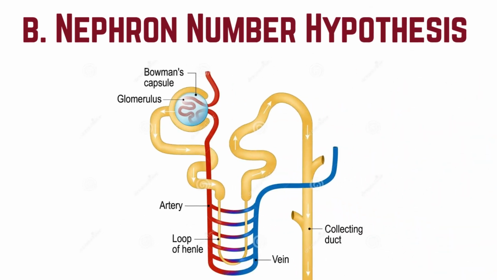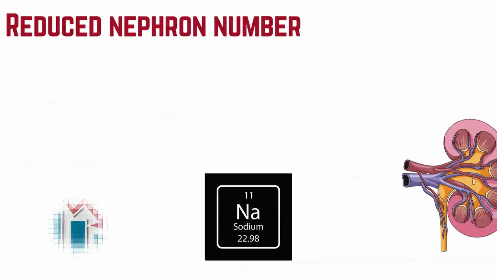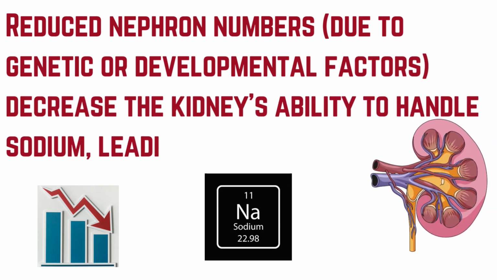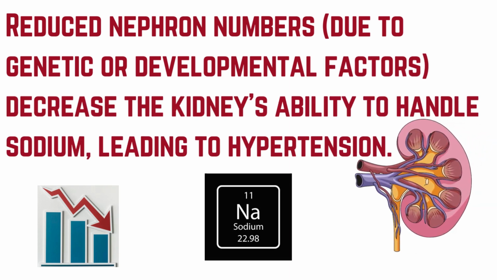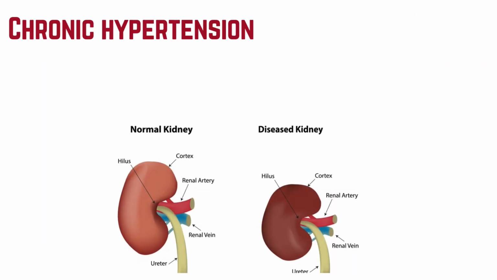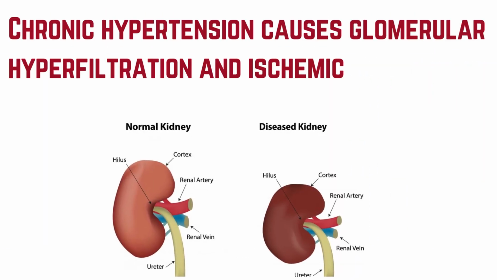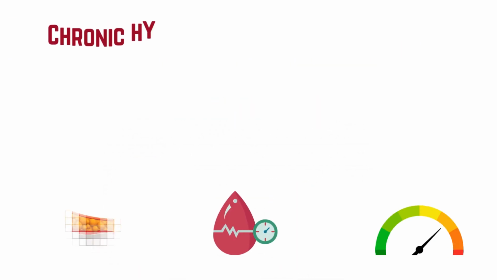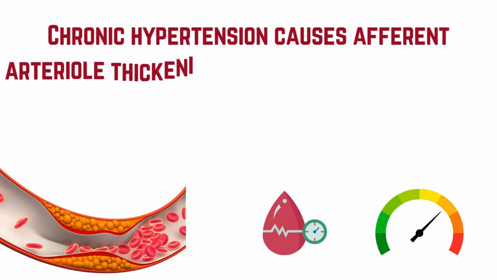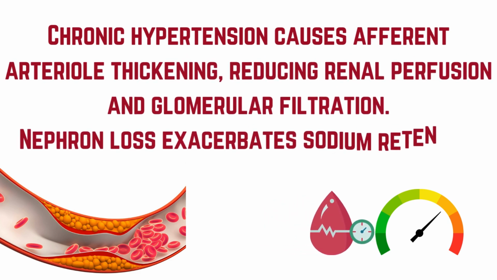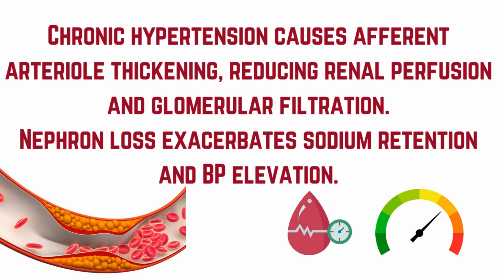B. Nephron number hypothesis. Reduced nephron numbers, due to genetic or developmental factors, decrease the kidney's ability to handle sodium, leading to hypertension. C. Glomerular ischemia. Chronic hypertension causes glomerular hyperfiltration and ischemic injury, perpetuating renal dysfunction. Chronic hypertension causes afferent arteriole thickening, reducing renal perfusion and glomerular filtration. Nephron loss exacerbates sodium retention and BP elevation.